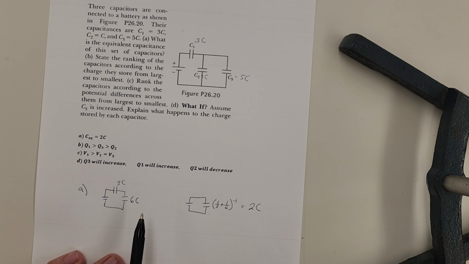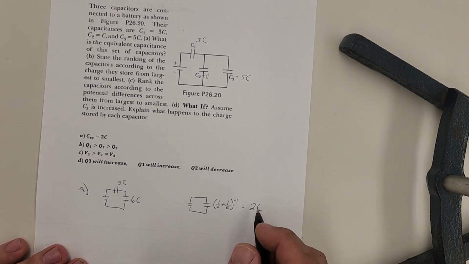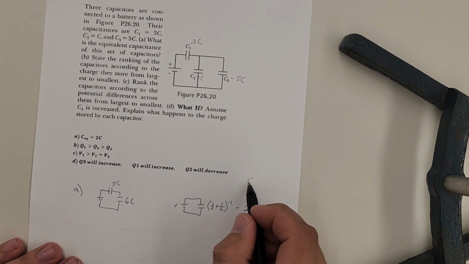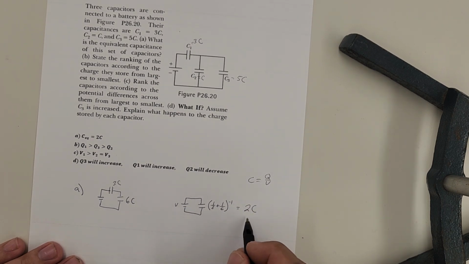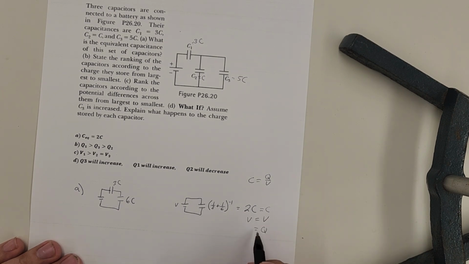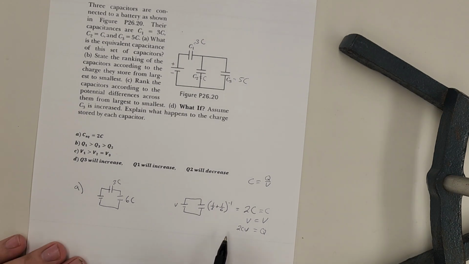Part B, state the ranking of capacitors according to the charge they store from largest to smallest. So we're looking for charge. If this is some voltage V being put across here, we can use C is Q over V, and we can say this is the capacitance here. Let's just say V is whatever V is. That means the charge Q will be C times V, which would be 2CV. I'm going to figure out what the charges are on all 3 of these, and then I'll work backward.